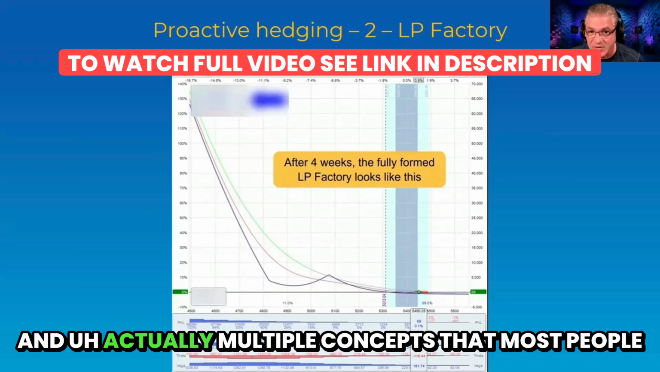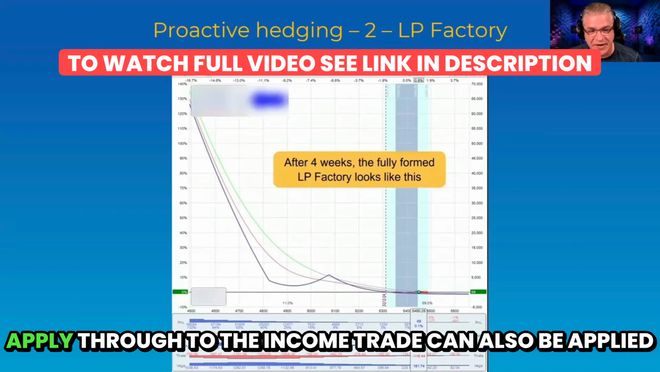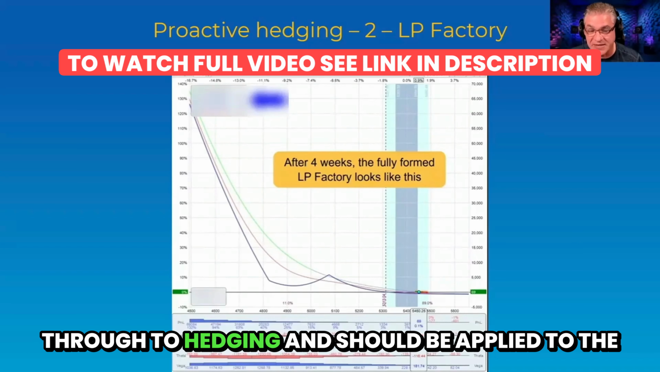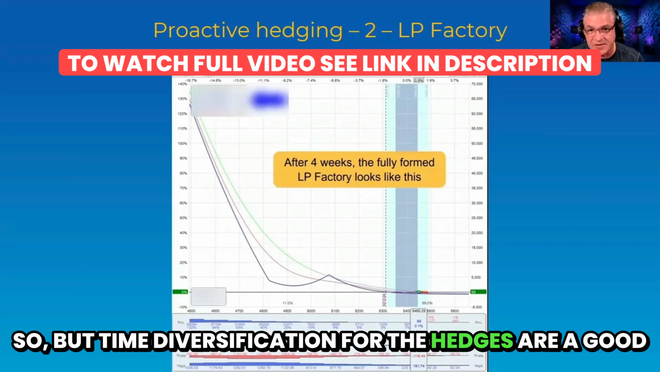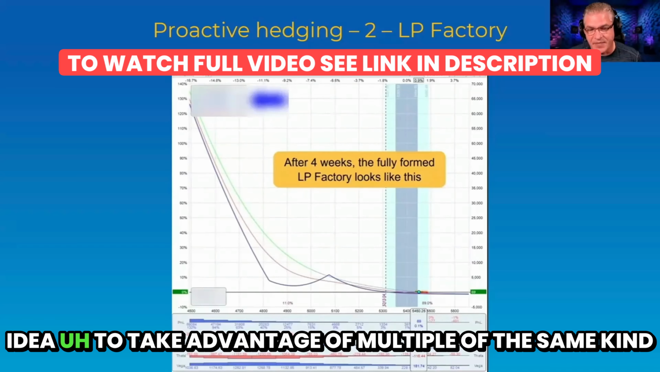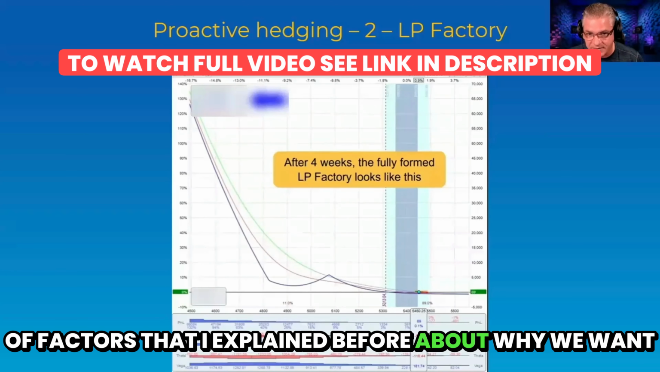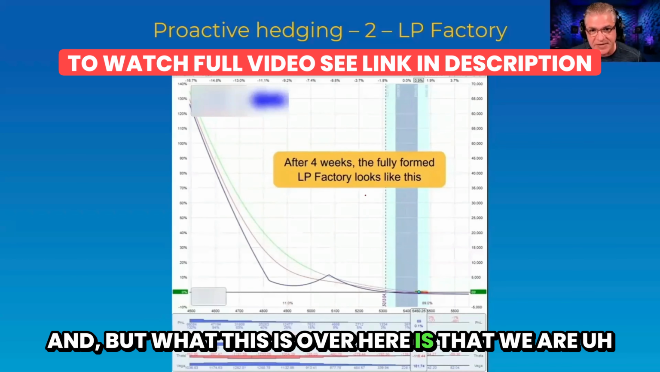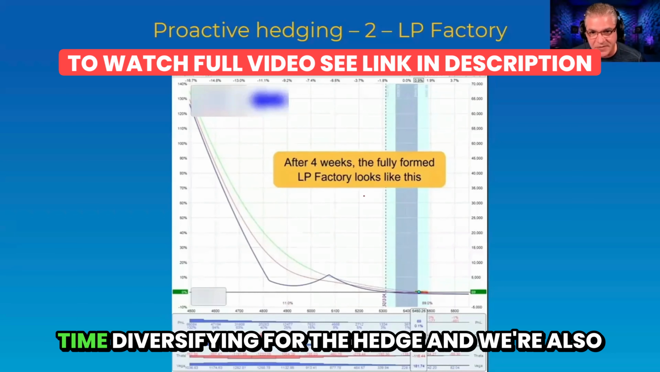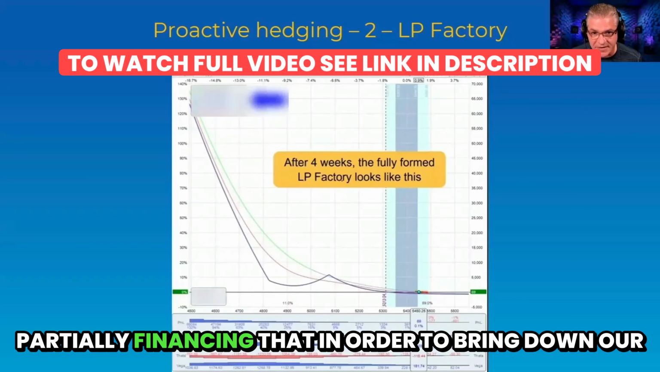Now, that same concept can be applied to the hedge as well. And actually, multiple concepts that most people apply to the income trade can also be applied to hedging, and should be applied to the hedging, even though people don't. So time diversification for the hedges is a good idea to take advantage of multiple of the same kind of factors that I explained before about why we want to diversify through time. But what this is over here is that we are time diversifying for the hedge, and we're also partially financing that in order to bring down our overall costs.